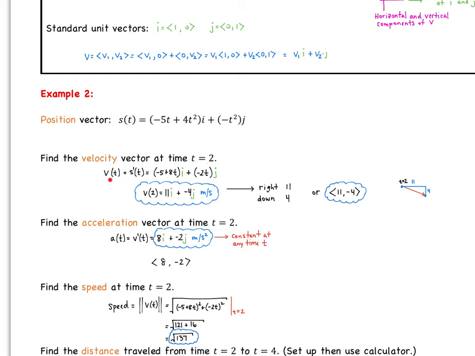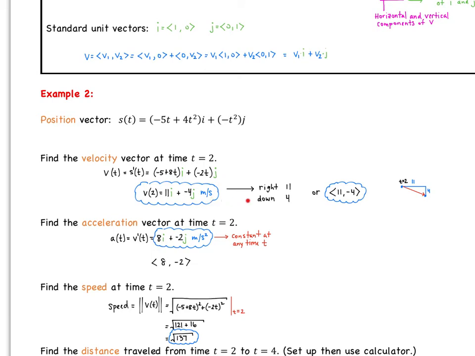So remember, the relationship between velocity and that initial position is the velocity is equal to the derivative of that position vector. So simply taking the derivative of each component, and then plugging 2 in for t, we get our velocity vector at time t equals 2. So remember the units, meters per second.